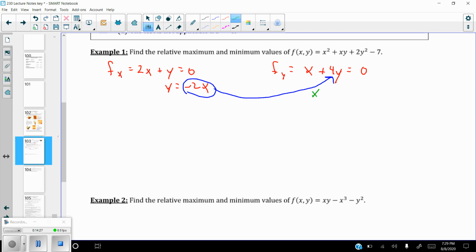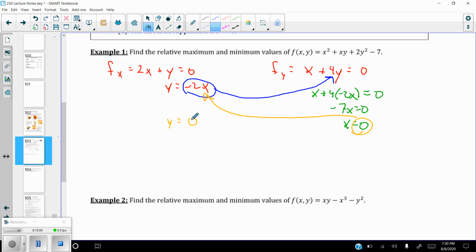So I'm going to get x plus 4 times -2x equals 0. So in this case, we're going to get x plus -8x, which is -7x, equals 0. Dividing both sides by -7, you get that x equals 0. And if x equals 0, we're going to plug that back into the equation over here. Then we're going to get that y equals -2 times 0, which is also 0.